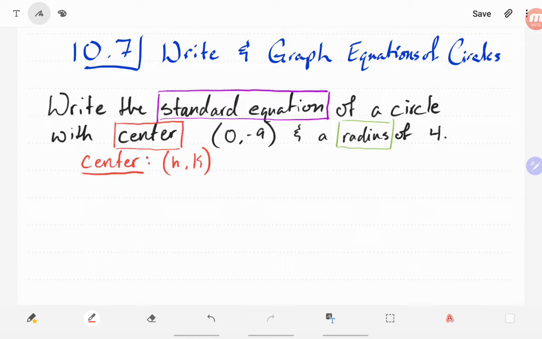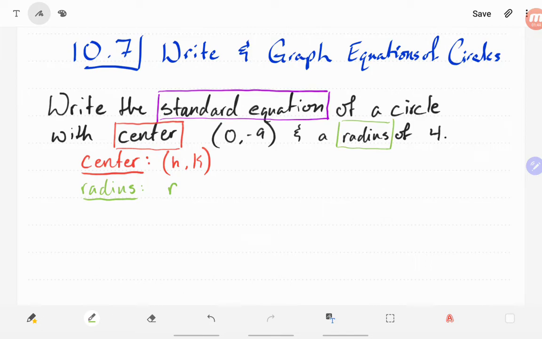And you guys will understand this whenever we actually write out what the standard equation of a circle is supposed to look like, right? So we use the variables H and K only when referring to the center of a circle. And then we use the radius. The radius is always going to be referred to as R, which makes sense, right? So we've got our center, which is at HK, or in this case 0, -9, and the radius, which is R, in this case, is 4.